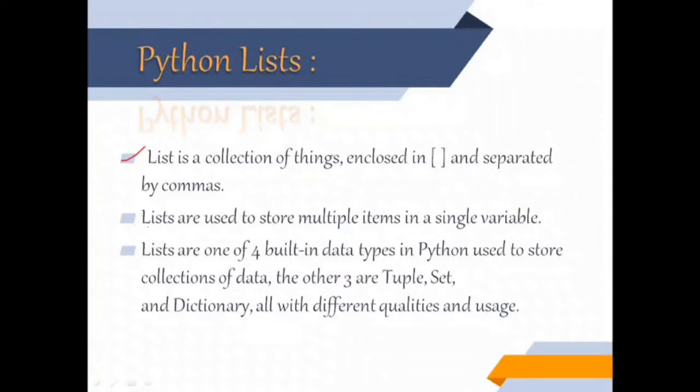Lists are used to store multiple items in a single variable. Lists are one of the four built-in data types in Python used to store collections of data. The other three are tuple, set, and dictionary, all with different qualities and usage.